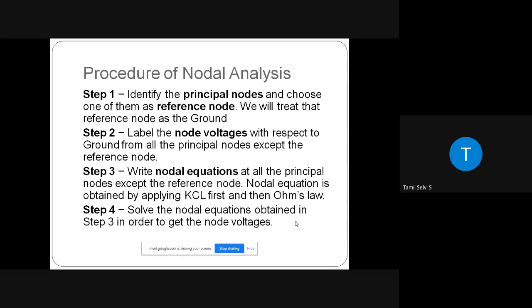Identify the principal nodes and choose one of them as a reference node. Out of the n number of nodes, we have to choose one as the reference node. That reference node will be the grounded node. We have to treat that reference node as the ground node.